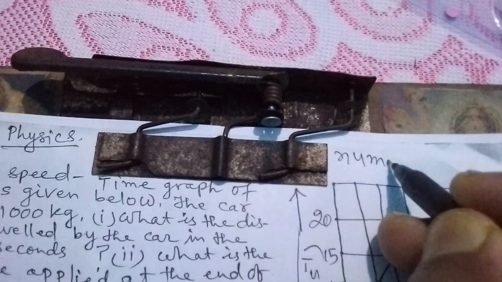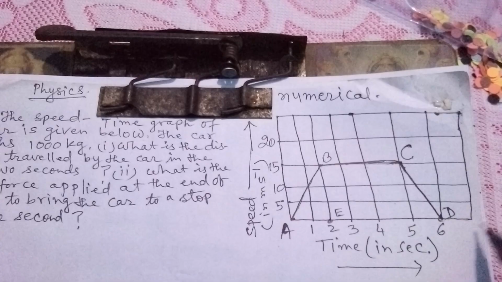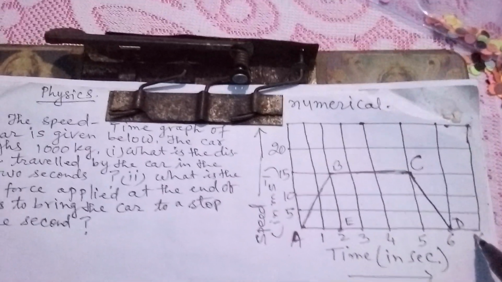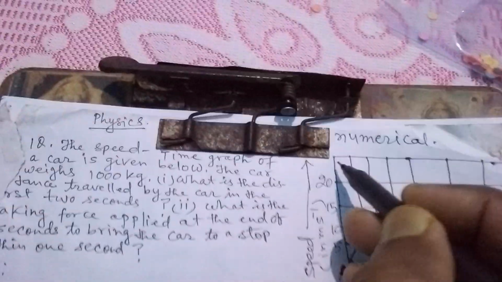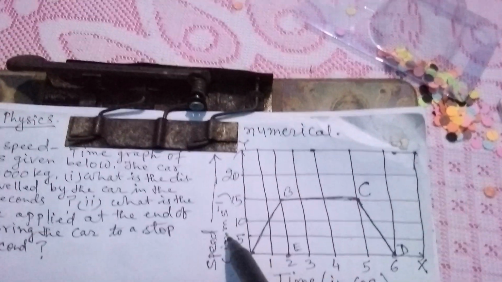Physics numerical. Okay. The first question is related to a speed time graph. This is a speed time graph. This is the x-axis and this is the y-axis. On the x-axis, time is given in seconds. On the y-axis, speed is given in meters per second.